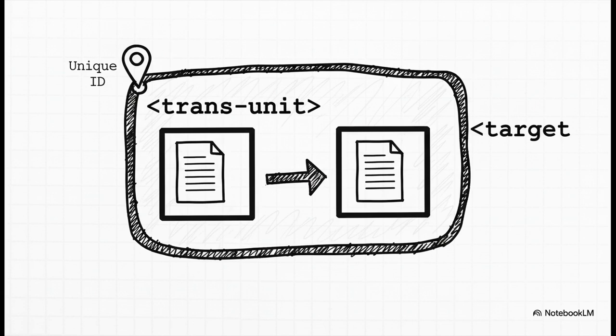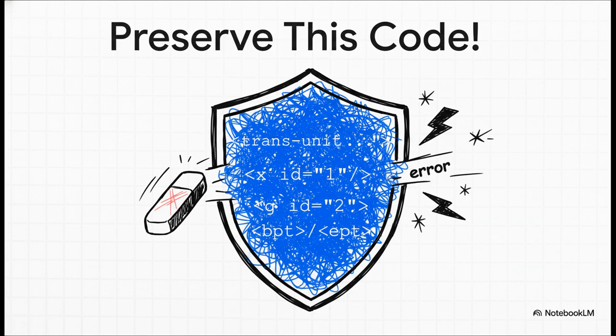Simple enough, right? But wait, it's not just about the source and target. The file is also peppered with these super important structural tags. These are not words for translation, they are code. They represent placeholders for dynamic stuff like a user's name or a link or maybe even just some bold formatting. If any of these get tweaked or deleted by accident, the app breaks, period.